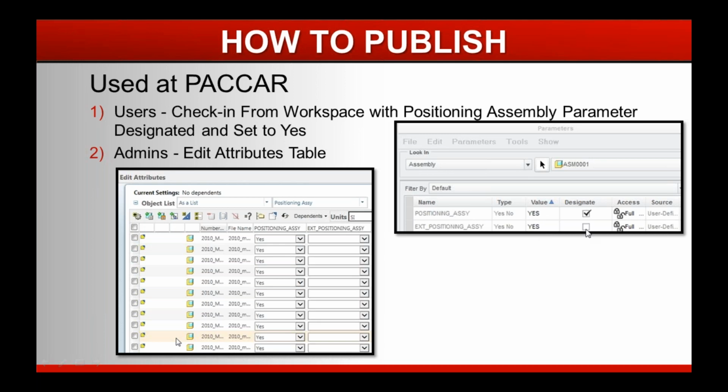So the logic here is, for the very few assemblies that need to be extended positioning assembly, we make it easy to just make this checkbox change. Then also, from an admin standpoint, there's an easy way to edit a bunch of assemblies at once to add the positioning assembly parameter. Now I'll show both of these workflows live, how they work.